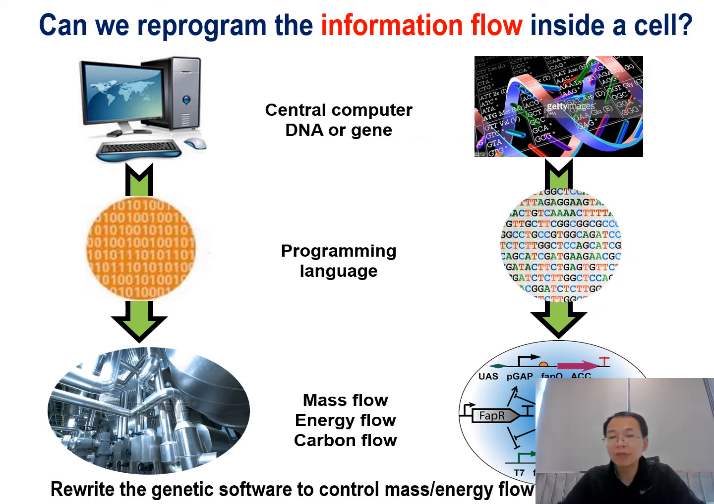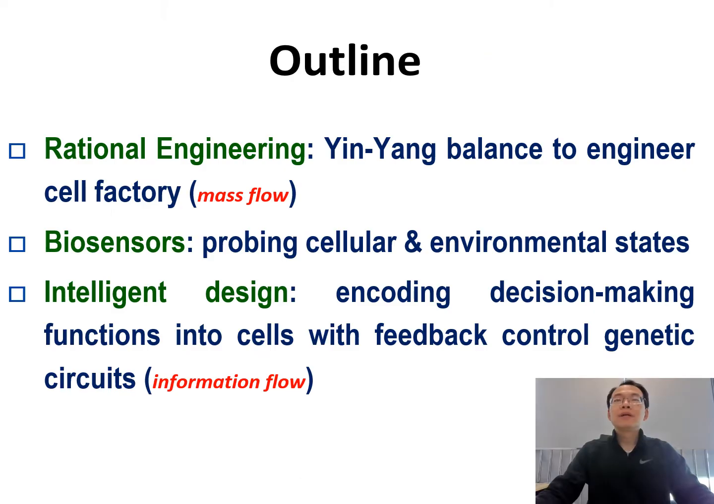So in today's lecture, I want to give you a flavor of how we are going to transition from a rational engineering approach to intelligent control systems. The first example will be primarily the stoichiometry-based mass balance. I'm going to use the yin and yang balance to improve lipid production.